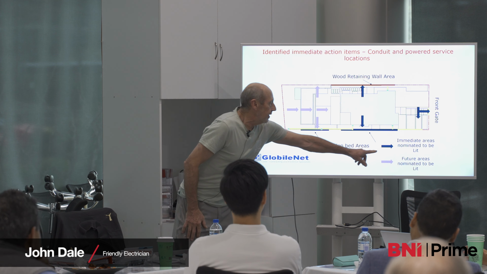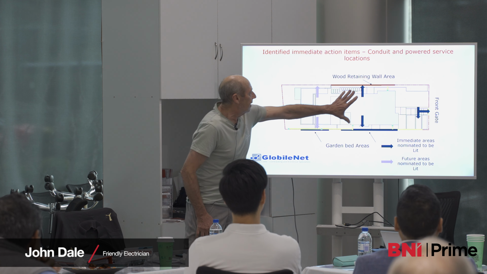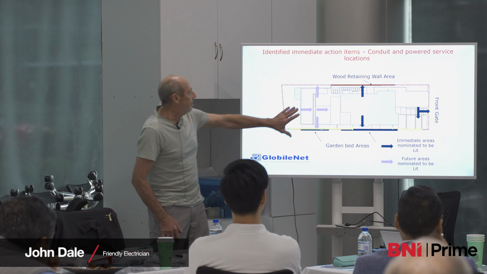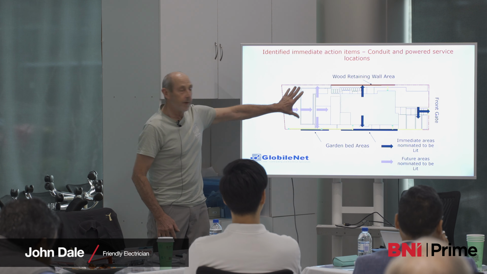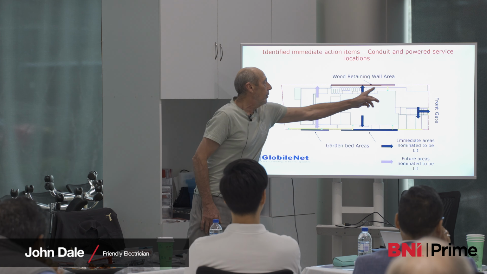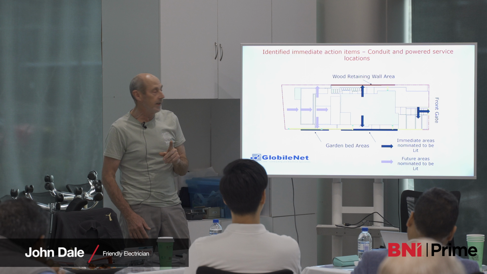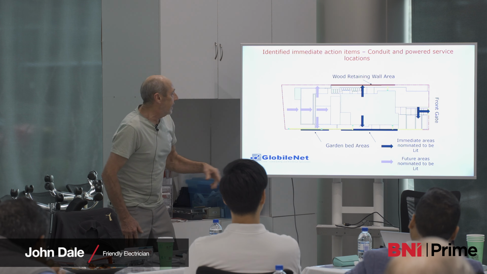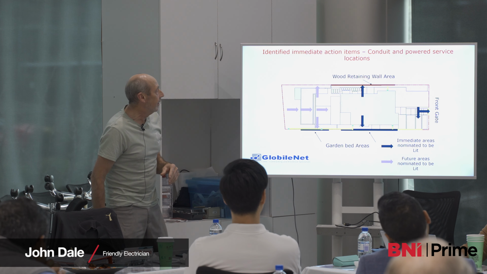All right, so look at these legends. These are immediate areas nominated to be lit. So they want to start with the front of the house, basically. But they do want to have a future option to do whatever they want to do at the back. They've got these narrow passageways on each side of the house, but they're not concreted yet. We'll go to the next. So some of these have got garden beds and some are just a wood retaining wall.